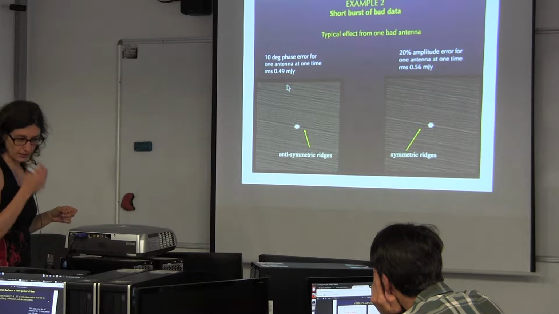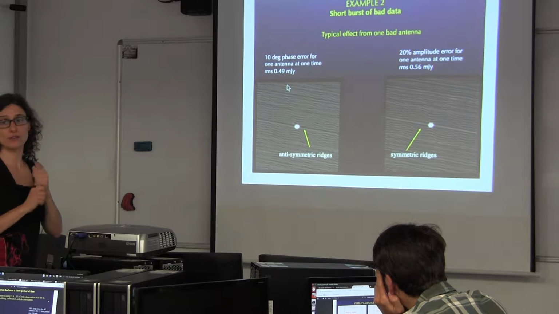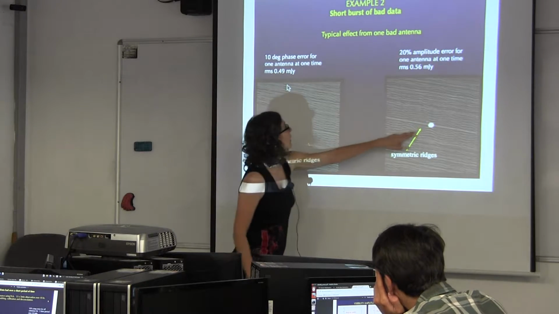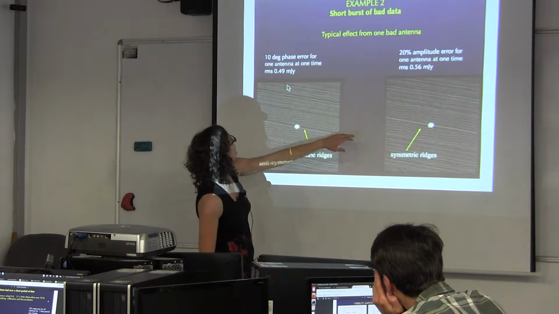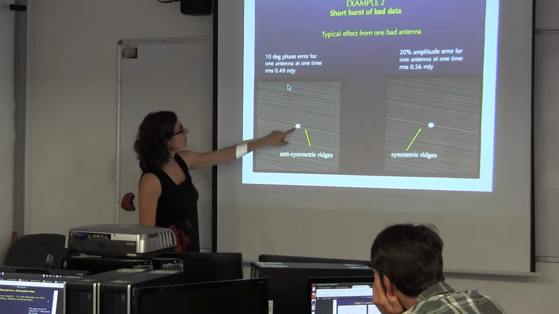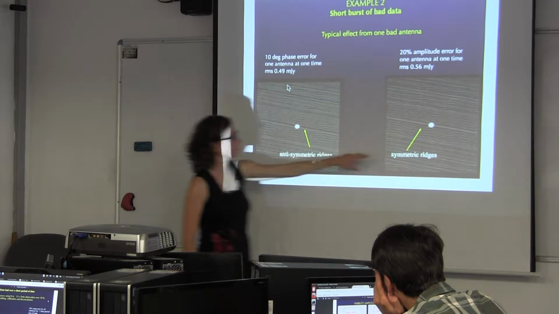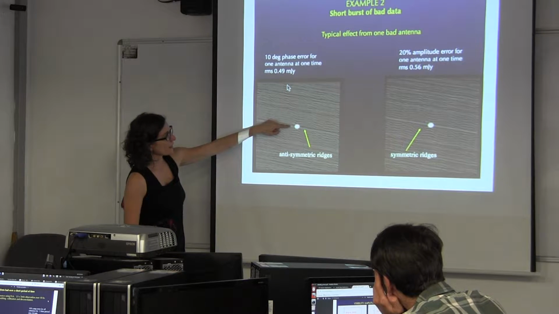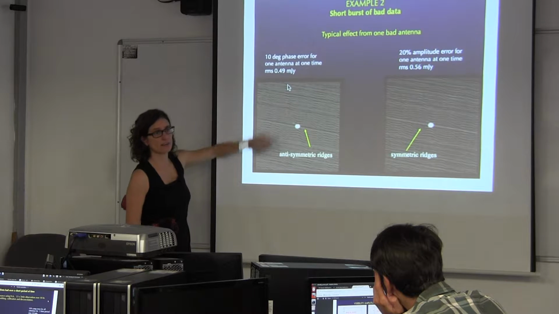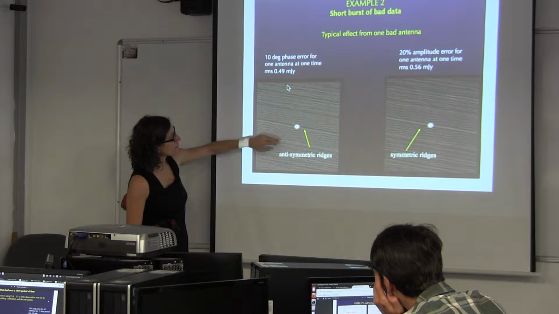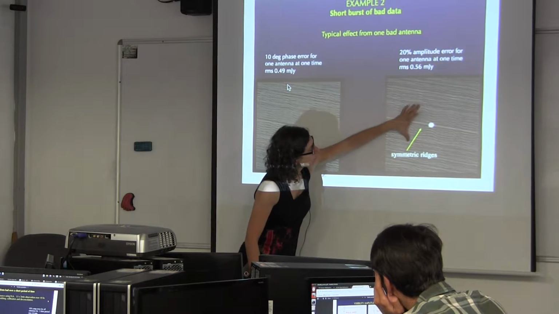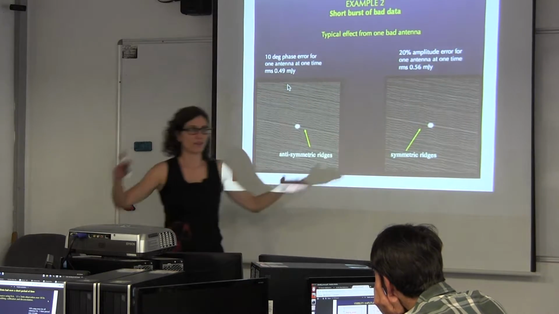If you have phase errors instead of amplitude errors, you would expect this to be the phase error and this to be the amplitude error. In the case of phase error, the ripples are antisymmetric. So on one side are positives, and on the other side are negatives, whereas in the amplitude case, you have symmetric waves.